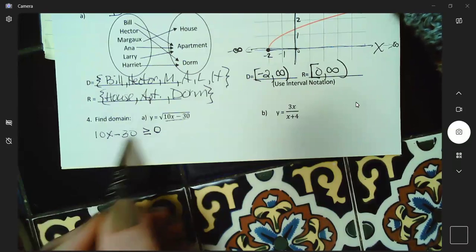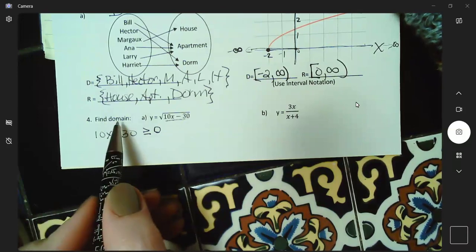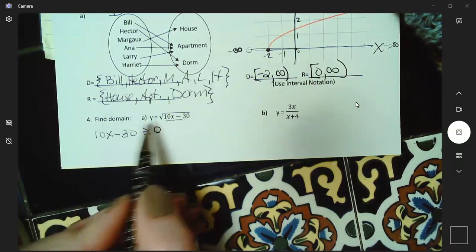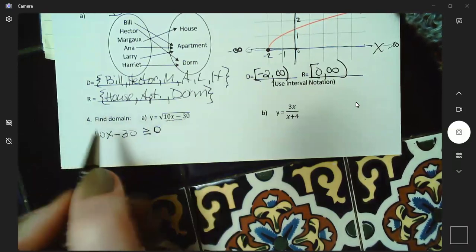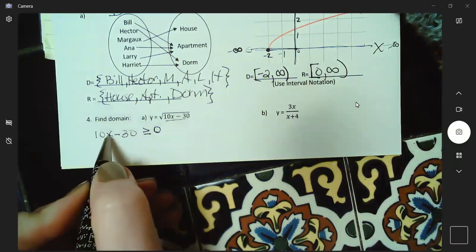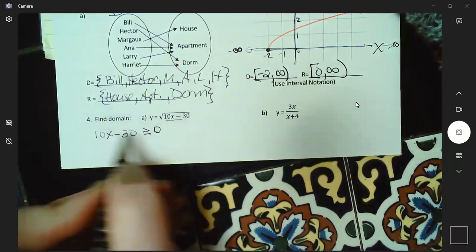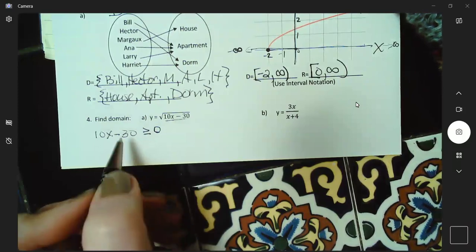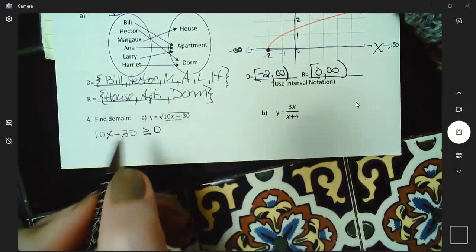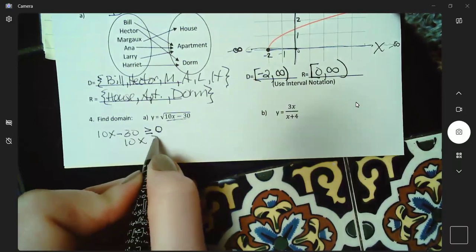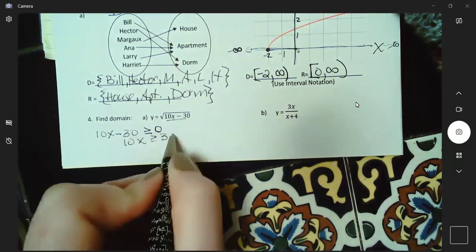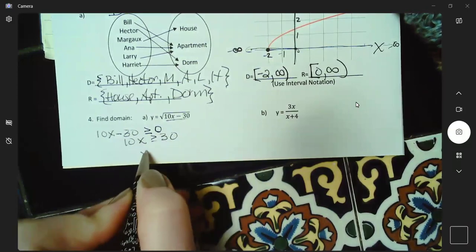And then we're going to solve this for x, because the domain just means what x values could I choose that would produce an output that we could get a point for. So we're just wanting to know about x, not this whole 10x minus 30. So we're going to solve this for x just like we solve anything. We want to know what x could be. So we're going to use it just like an equation. We'll add 30 to both sides. 0 plus 30 is 30. Divide both sides by 10.